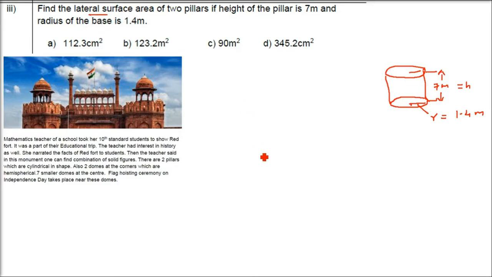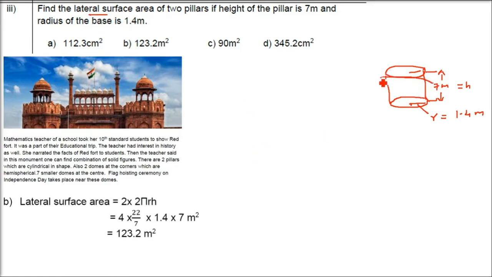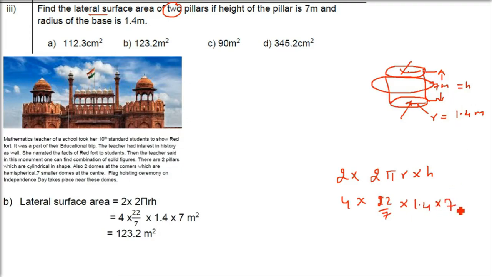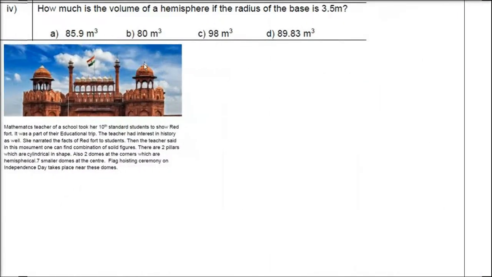Okay. Now lateral surface area is what? It's the whole surface area without the top and bottom surface. We don't take those for lateral. If you take top and bottom, it will be total surface area. So you just have to take the round one, that is 2 pi RH. But since there are two pillars, you have to multiply it by 2. 2 into 2 pi RH, so it's going to be 4 pi RH. Pi is 22 by 7, radius is 1.4 meter and the height is 7 meter. It's 123.2 meter square. Again, this is the area, so square unit it will come, m square, meter square. So this is the lateral surface area.